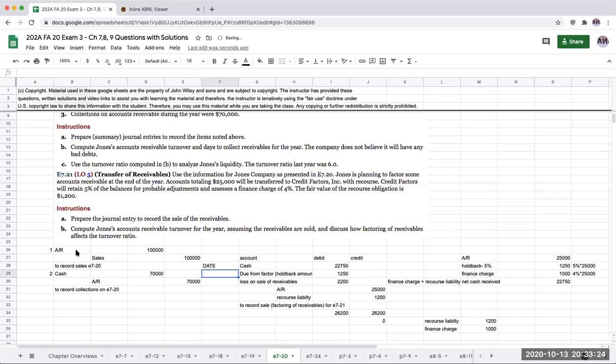Okay. So I'm not going to do part B, but I do want to give you more exposure to how you handle a sale with recourse and a sale without recourse, because you're going to see it on your test.